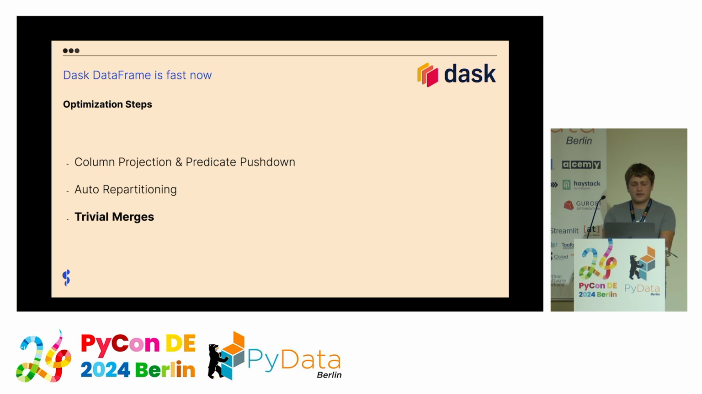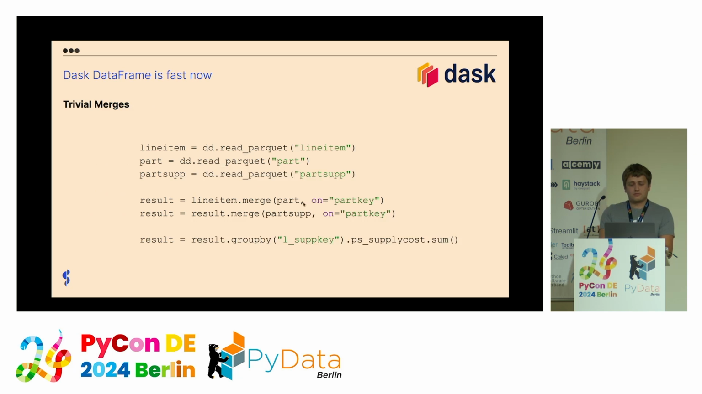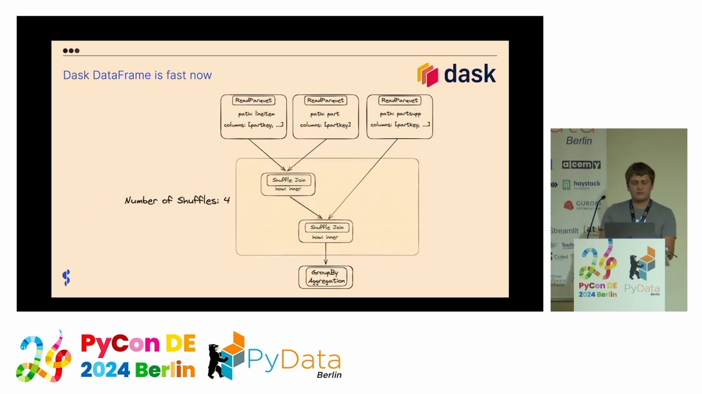The next step is, again, faster merges. Trivial merges is what we call it if you don't have to shuffle before you can do a Pandas merge on all your partitions. We have a query here that does 2 merges right after another. And this results in a query that looks kind of like this. You have a shuffle join here, which shuffles left and right, and then it does the join. And then you have another shuffle join a little bit further down. Again, it shuffles left and right, and does the join, which results in four different shuffles.